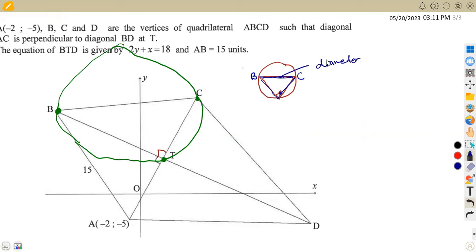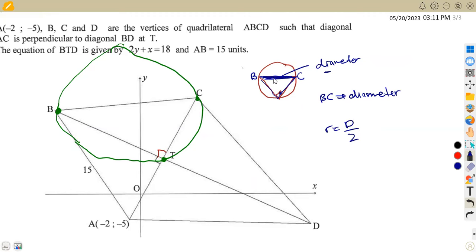There is no other way that we can have a 90 degree at the circumference of a circle. It's only from a diameter. Remember from our theorems that a diameter subtends an angle of 90 degrees at the circumference. So it means that this BC that we see here is a diameter. So if BC is representing our diameter, what about the radius? The radius, remember, is diameter over 2.